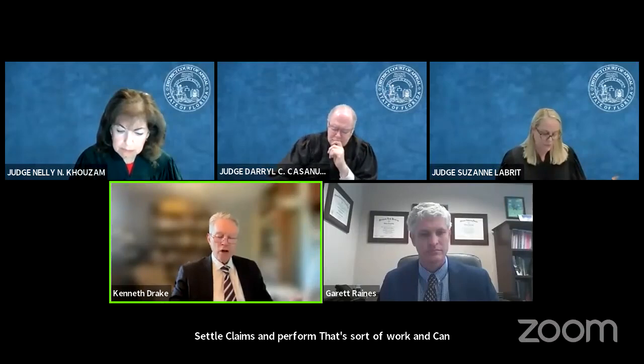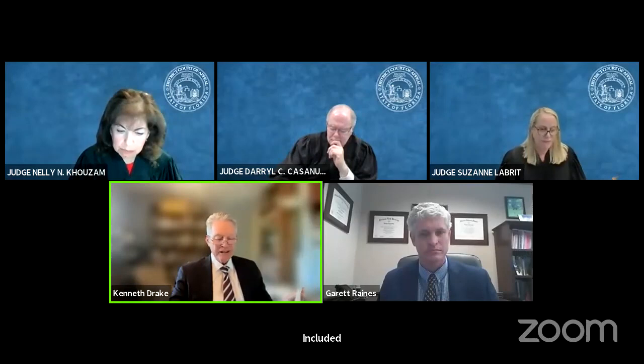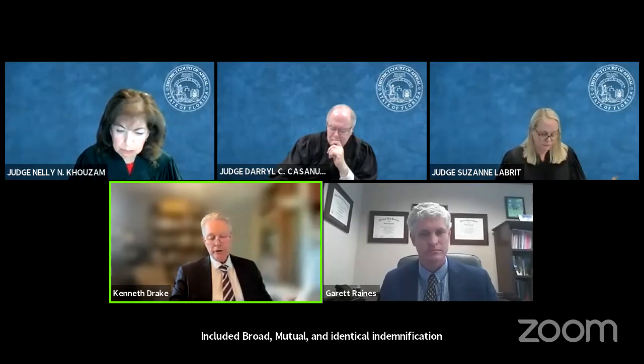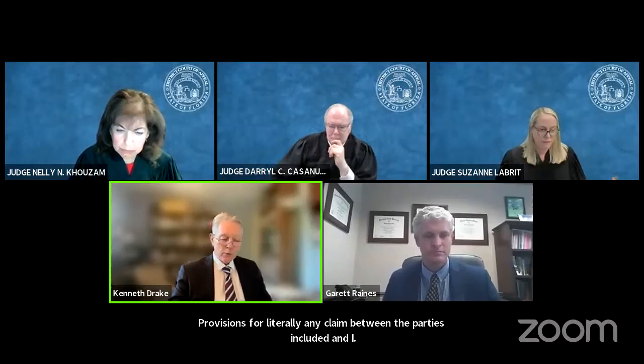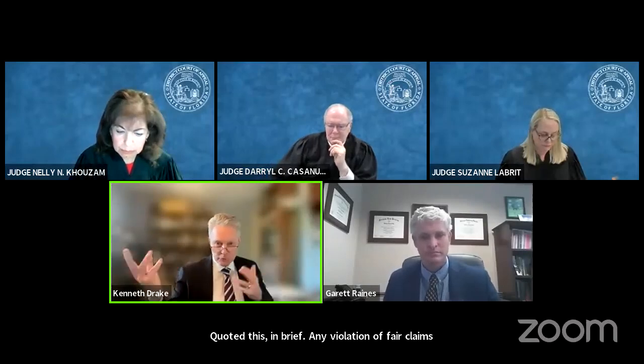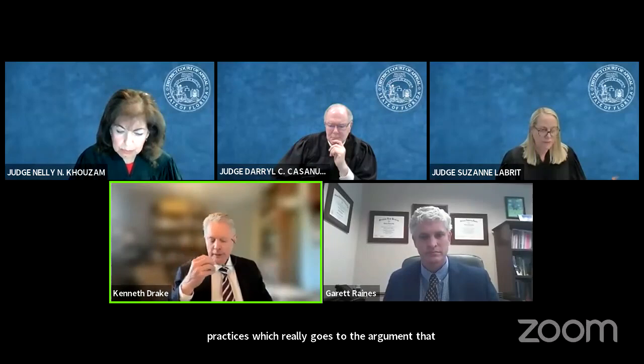It included broad, mutual, and identical indemnification provisions for literally any claim between the parties, and included, and I quoted this in the brief, any violation of fair claims practices, which really goes to the argument that there's some sort of bad faith issue here.